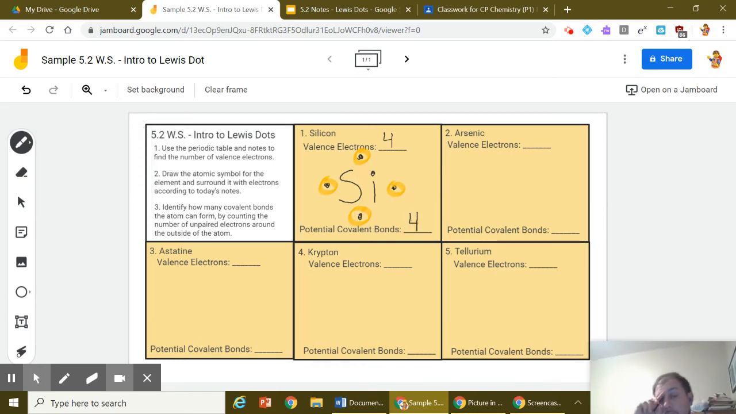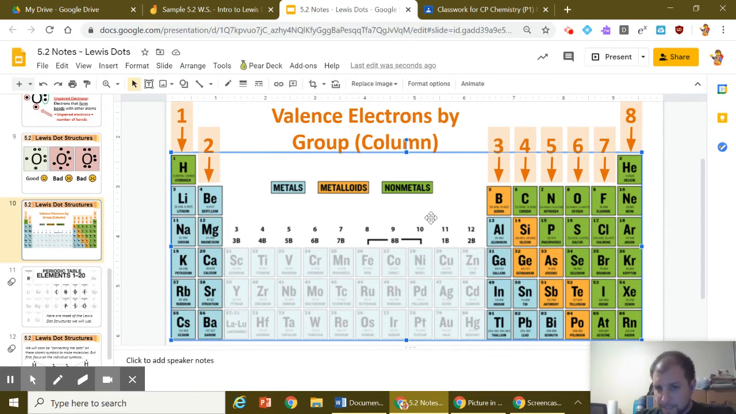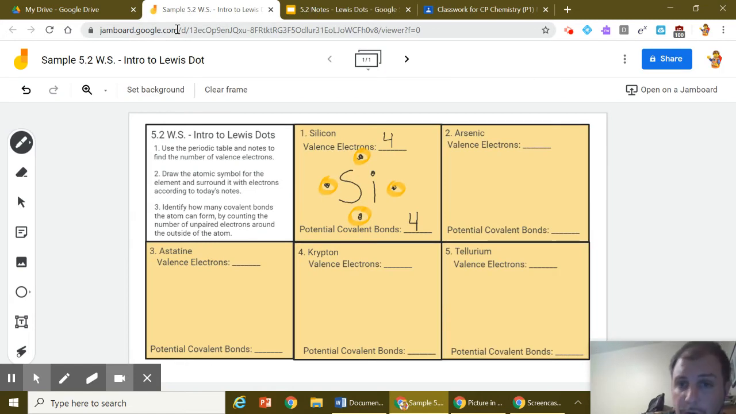Okay, let's try another one. Arsenic. First step, find arsenic on the periodic table and figure out how many valence electrons it has. Arsenic is As. It has 5 valence electrons, so I'm going to write that in.